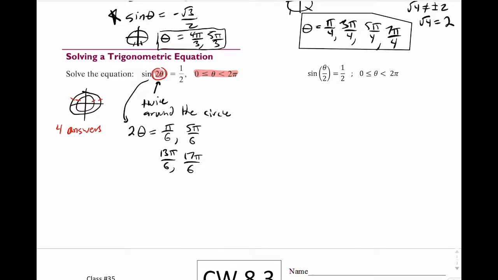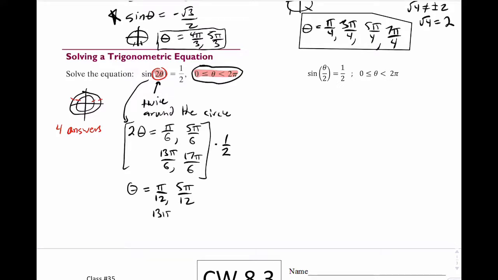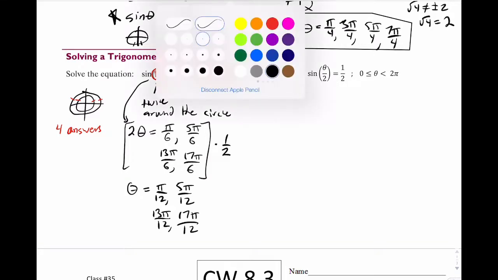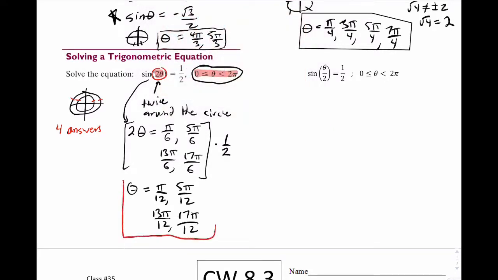Now you're probably wondering, how can those answers be right? Because we said right here, theta has to be between 0 and 2 pi. And you're right, theta has to be between 0 and 2 pi. That's because look at what we solved for. We solved for 2 theta, which means we're going to take all these answers, multiply it by 1 over 2, and that solves for theta. So the answers are actually pi over 12, 5 pi over 12, 13 pi over 12, and 17 pi over 12. And notice how all of those answers are between 0 and 2 pi. So I'll box that. There's our answers.